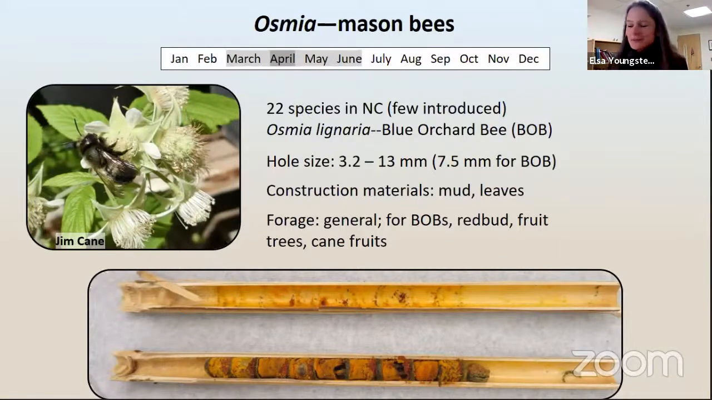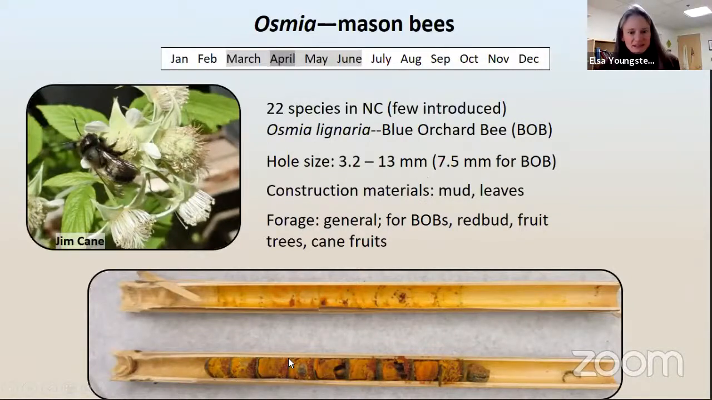They're also good backyard neighbors. But they're certainly not the only mason bee out here. We have 21 additional species of mason bees in North Carolina who are also native, often smaller than the blue orchard bee. So among these 22 species, mason bees will use nests that are anywhere from about 3 to 13 millimeters in diameter, or just over 1/8 of an inch to about 1/2 an inch.